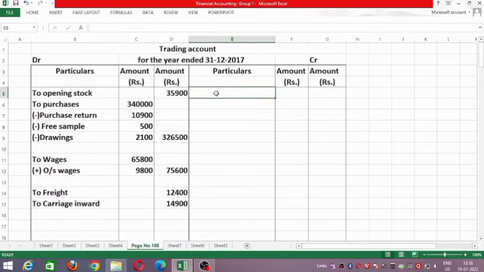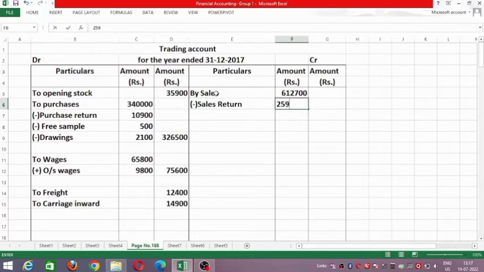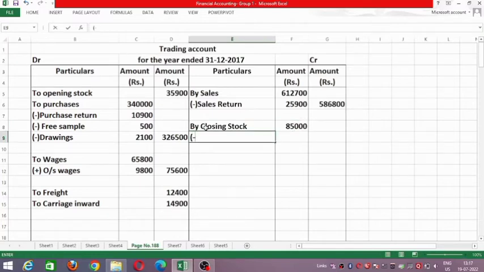Next, move on to the credit side of the trading account. First, by sales. Amount is 6,12,700. Next, minus sales return. Amount is 25,900. Balance is 5,86,800. Next, by closing stock 85,000. There is an adjustment. Add goods lost by fire 20,800.